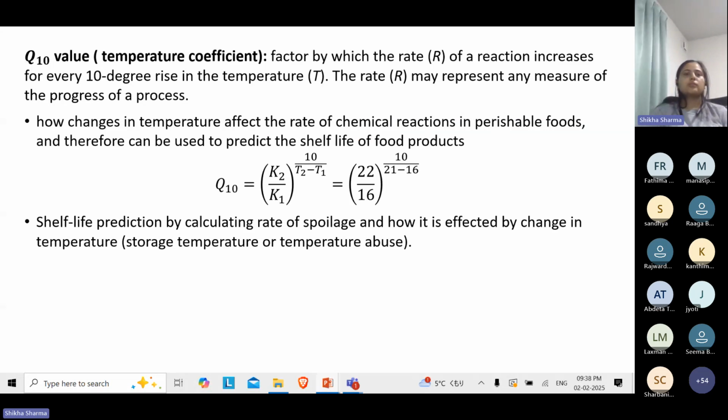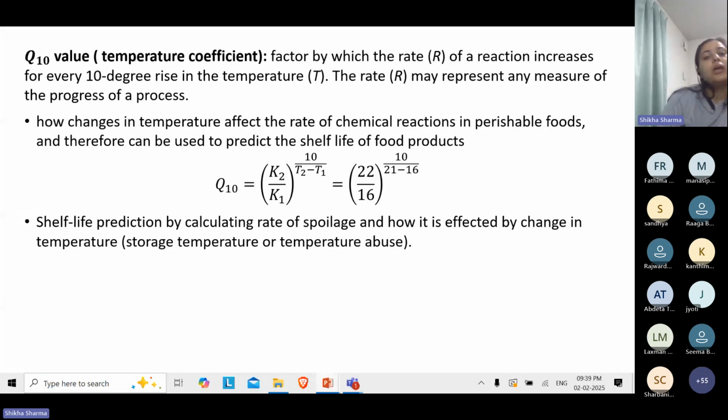So last class we were discussing the Q10 value. The Q10 value helps in predicting how a chemical reaction is going on. It usually helps in shelf life prediction, like when there is some kind of spoilage in the food. That means some kind of reaction is going on in the food, and that reaction can be at a different rate at different temperatures. Like at 5 °C, the rate of the reaction will be lower, whereas at 30 °C, the rate will be much higher. So the rate constant will also change accordingly.